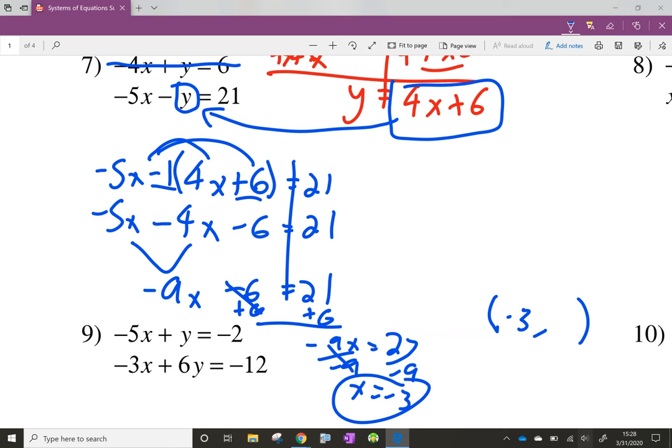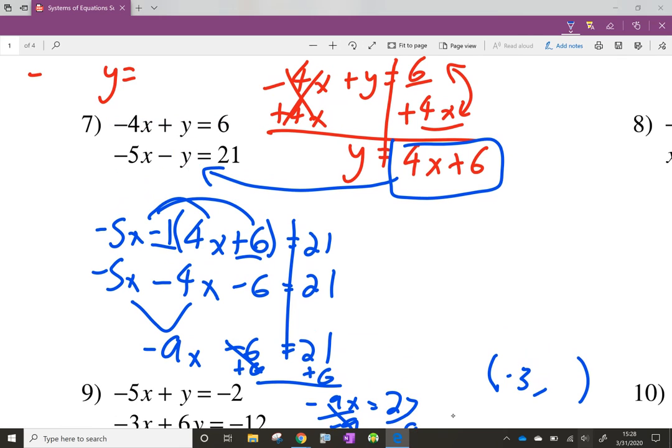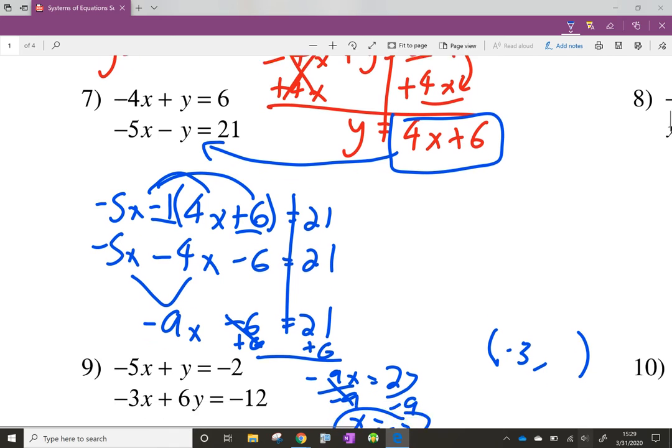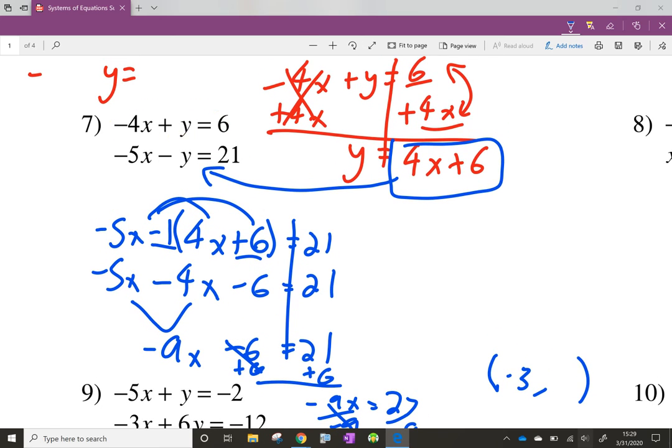You don't have to do too much struggling. You just have to plug this in to find y. Now, back to the original equations. It doesn't matter if you plug the -3 into the first equation's x or the second equation's x. It doesn't matter, just as long as you plug it in, you should get the same answer. So I'm going to plug it into the top equation just because that's the one I want to choose.